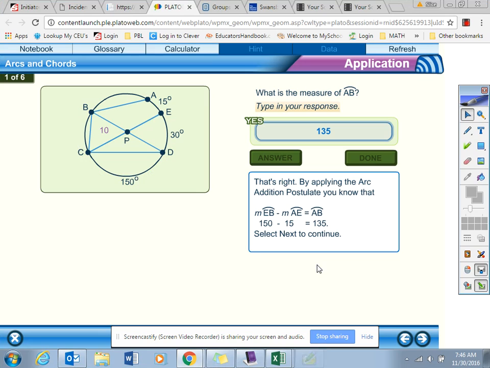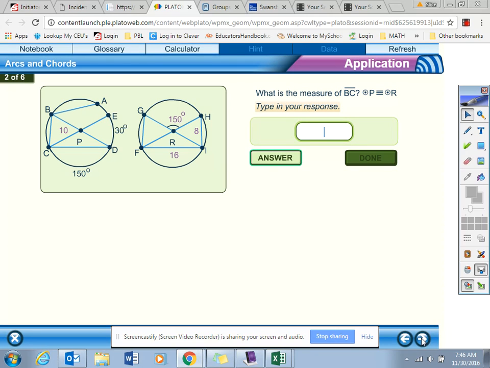So again, with this video, make sure you are pausing and taking notes, rewriting this problem down in your notebook so that you can look back at it on your open note quiz. All right, let's try the next one.